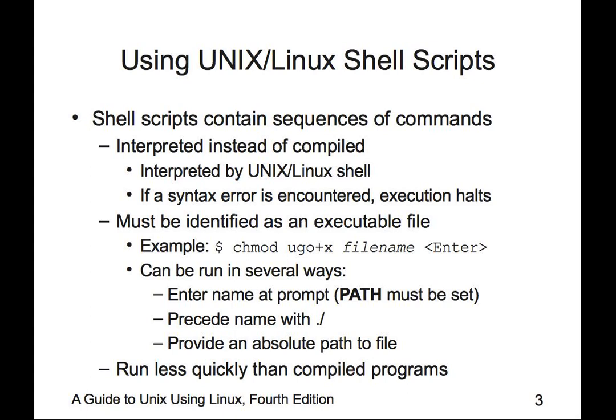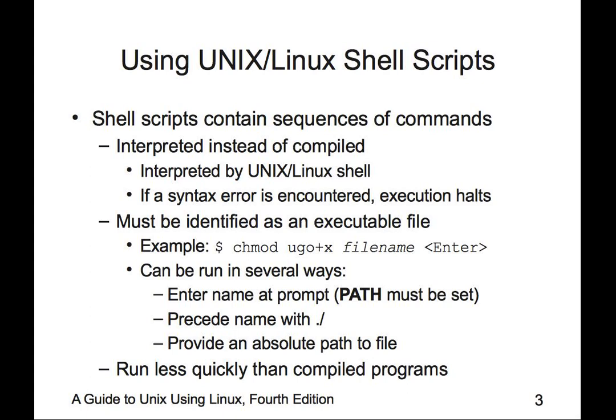It says it must be identified as an executable file, so in order to execute that file, you must make it executable using the chmod command that we talked about before. After it's executable, it can be run in several ways. You can just enter the name at the prompt if the path variable is set. We'll talk about that in a second. You can precede the name with a ./, which is what we've been doing so far, or you can provide an absolute path to the file.